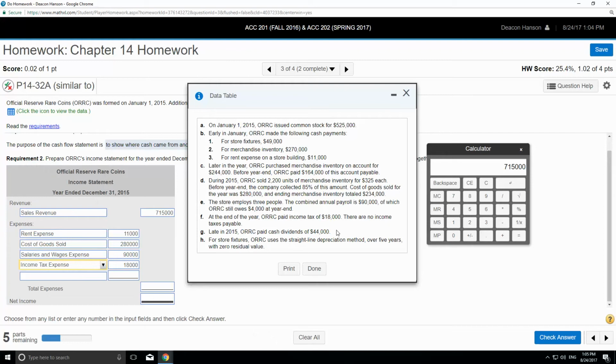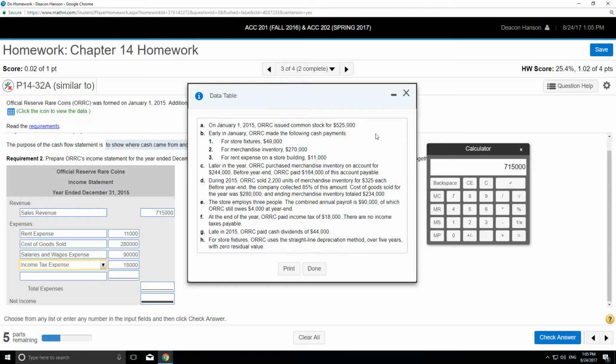They paid dividends of $44,000, but dividends go on the retained earnings statement. They don't go on the income statement. They're not an expense. And then there's depreciation. So we got to think about this, right? It says, for store fixtures, ORRC uses the straight line depreciation method over 5 years with no residual value. So basically, we're going to take the store fixture value and divide it by 5 years.